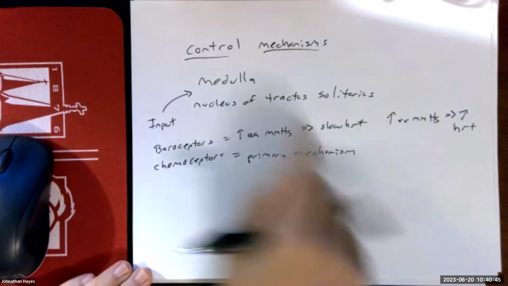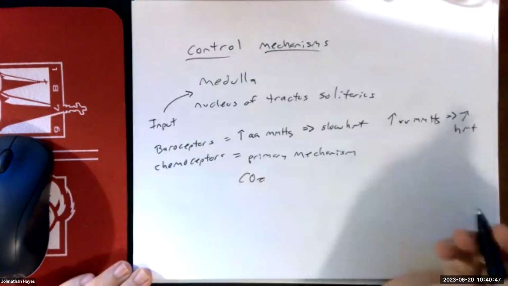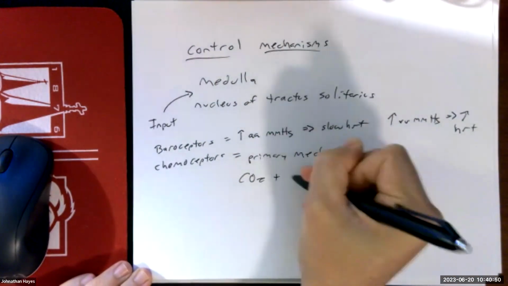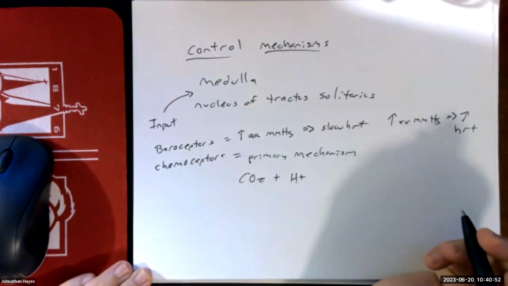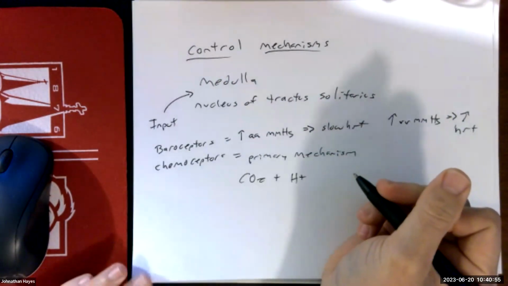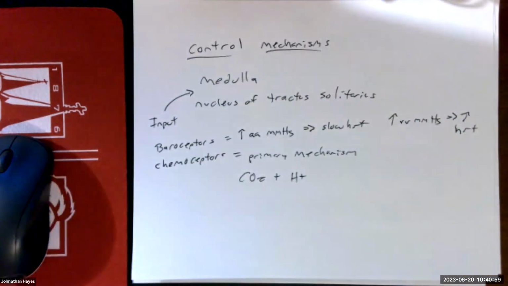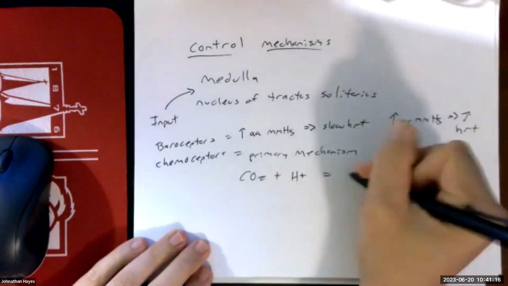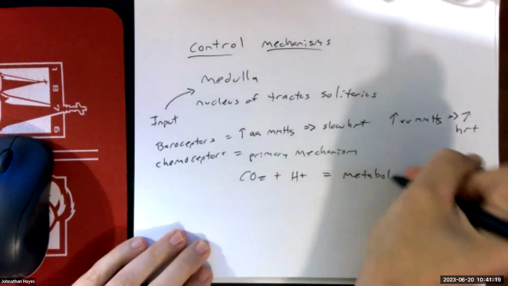So what's the primary mechanism for controlling the heart? CO2, and we can just go ahead and put in hydrogen ions as well. Okay. And this is your main type of information that the heart needs through the medulla. Obviously, the medulla is what's reading it, but it's the main control mechanism for the heart, right? So medulla needs to know what are the CO2 and hydrogen ion levels in the body, because this equals how much metabolism is happening.